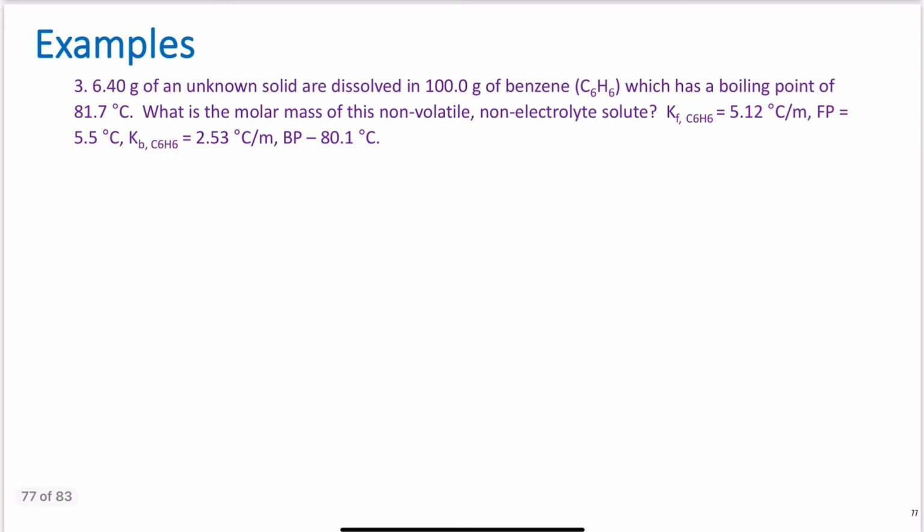Number 3, 6.40 grams of an unknown solid are dissolved in 100 grams of benzene, C6H6, which has a boiling point of 81.7 degrees C. What is the molar mass of this non-volatile, non-electrolyte solute? It gives me the Kf of benzene, the freezing point of benzene, the Kb of benzene, and the boiling point of benzene.